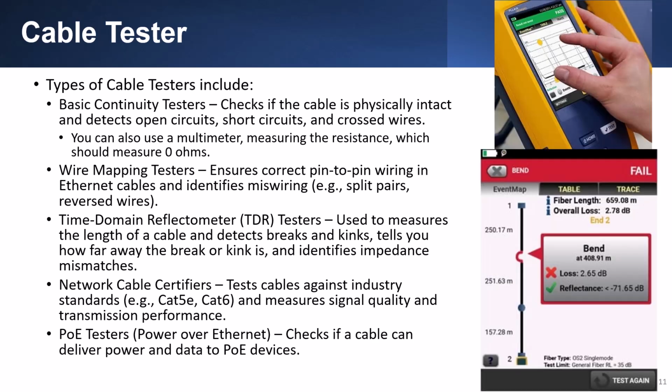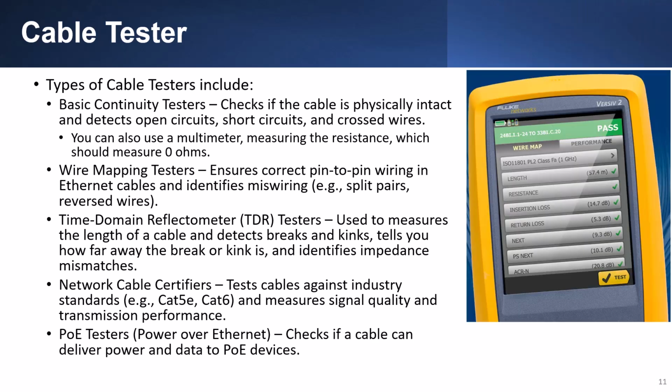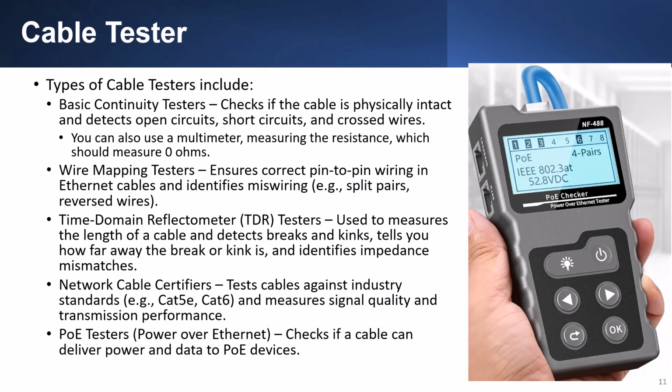Time domain reflectometers, or TDR testers, are used to measure the length of cables and detect breaks and kinks. It tells you how far away the break or kink is, and it identifies impedance mismatches. Network cable certifiers test cables against industry standards such as Cat5e and Cat6 and measure signal quality and transmission performance. PoE testers, or Power over Ethernet testers, check if a cable can deliver power and data to a PoE device.